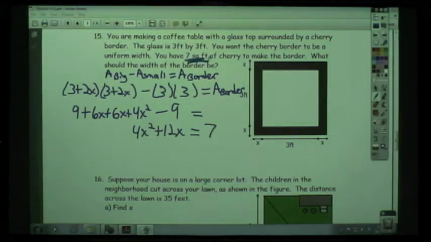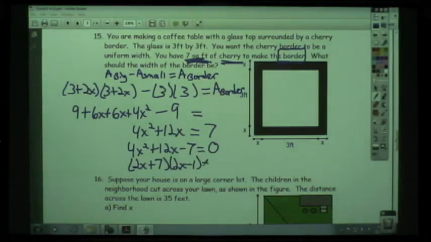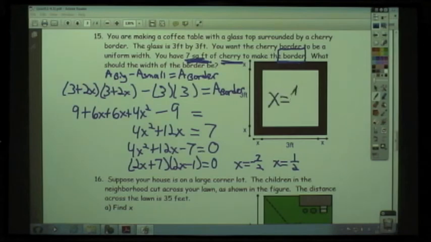Because that's how much square feet of cherry you have to make the border. Okay? So you take this and you solve it much like we did those last couple problems when we looked at the solving by factoring. You subtract 7, set it equal to 0. This factors into 2x plus 7 and 2x minus 1. And so one of your answers is going to be negative 7 halves, I know I'm going quick through this, and positive 1/2. Guys, your answer is going to be 1/2 foot, or 6 inches, or half a foot, whatever.